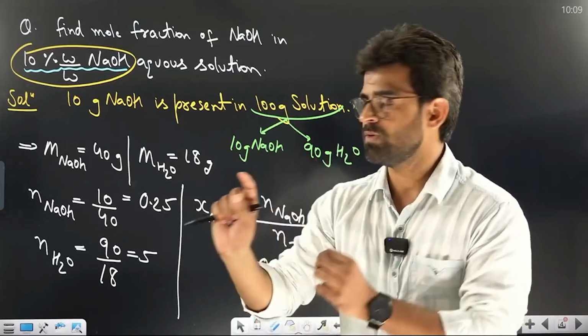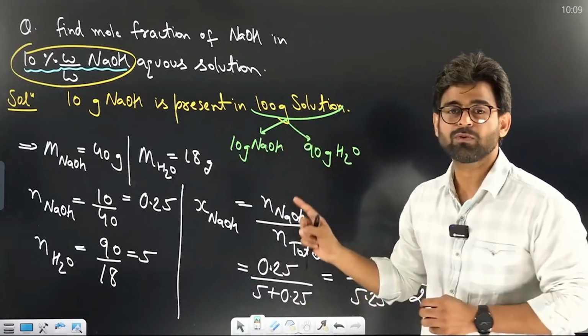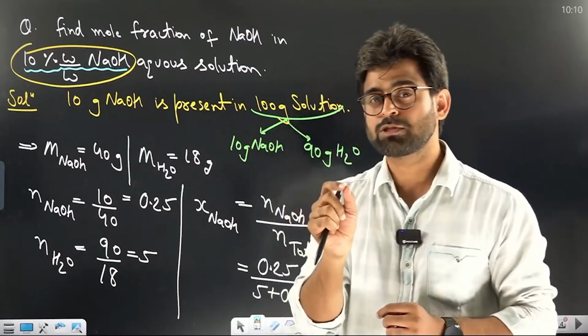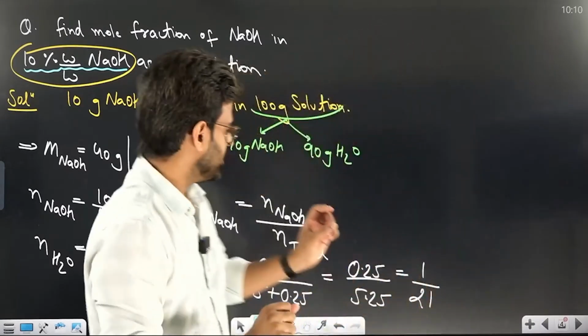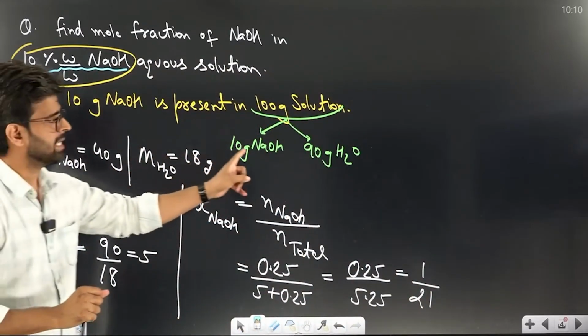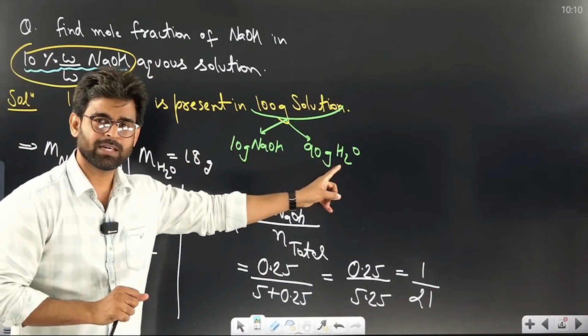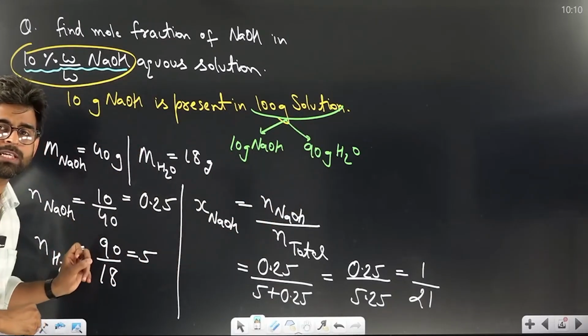So 10 is the weight of NaOH, and 90 is the weight of water, because it is an aqueous solution. Now I know the weight of both: 10 gram NaOH and 90 gram water. What I will do now is find the moles of NaOH.